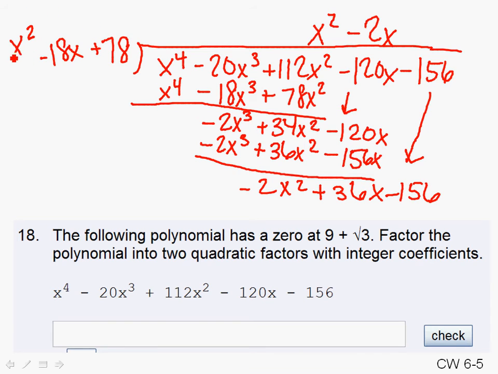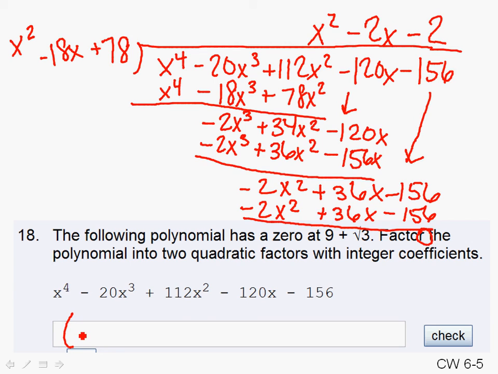The final step is to divide x squared into negative 2x squared, which is negative 2, and multiply negative 2 by each of these terms, which gives us negative 2x squared. Negative 2 times negative 18 is positive 36x, and negative 2 times 78 is negative 156. Notice that these all are exactly the same, so we get a remainder of 0. So our other quadratic factor is x squared minus 2x minus 2.